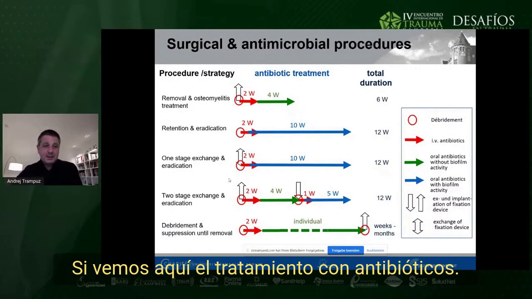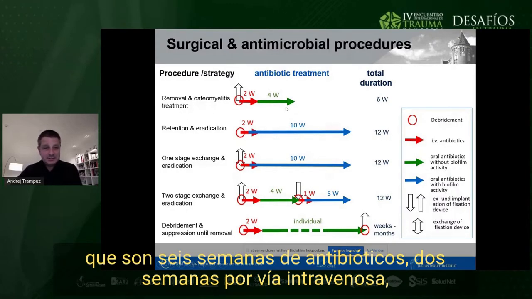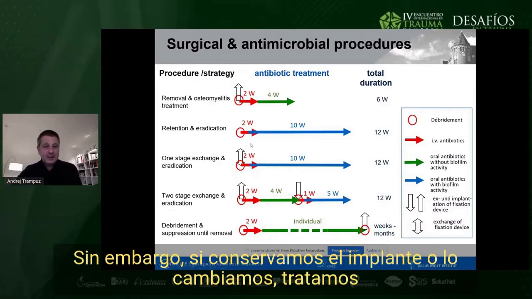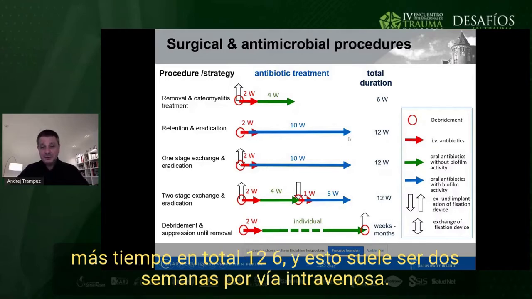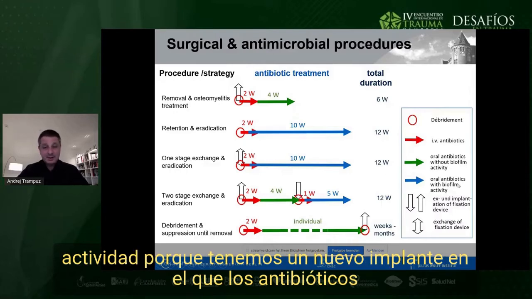soft tissue. If we see here the antibiotic treatment now, if the implant is removed, then we treat osteomyelitis, which is 6 weeks of antibiotics, 2 weeks intravenously, the red arrow, and 4 weeks oral antibiotics, which is the green arrow. If we, however, retain the implant or change it, then we treat longer, in total 12 weeks, and this is usually 2 weeks intravenous, and then we switch to oral antibiotics, which have biofilm activity because we have a new implant in place.